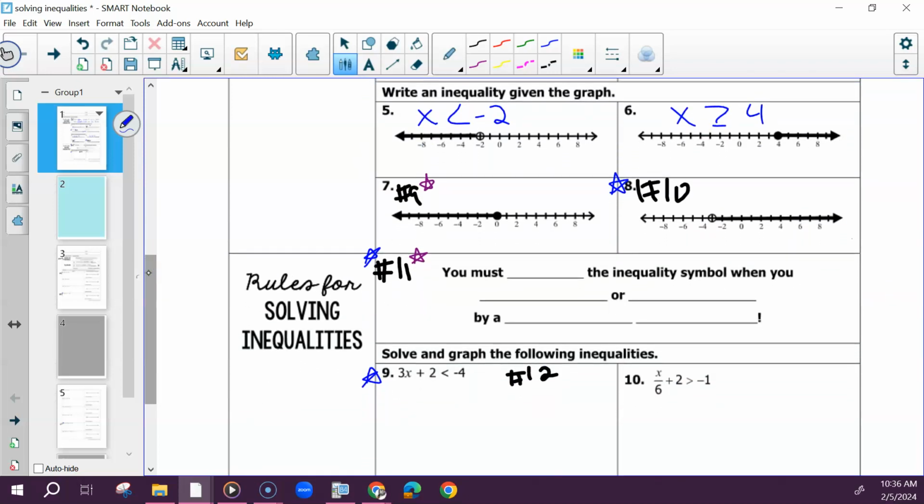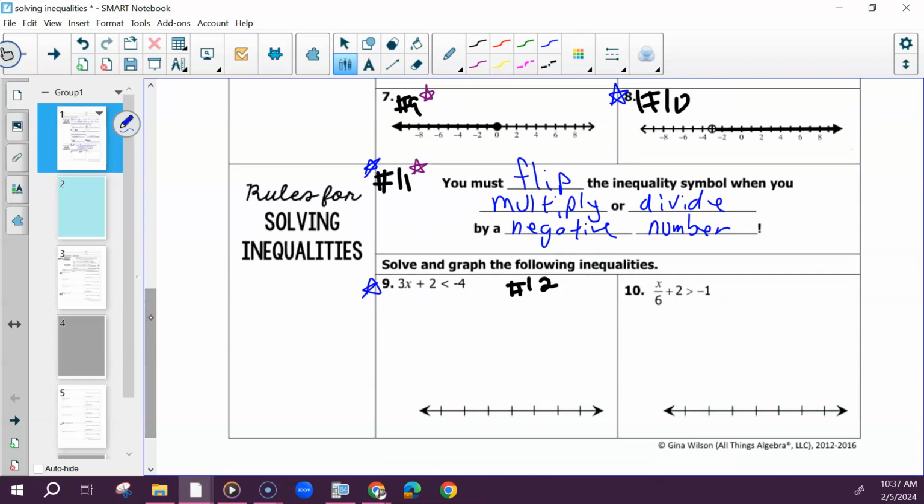So we are actually going to be solving, and then at the end we have to graph it. So there's one major rule for solving inequalities. You must flip the inequality symbol when you multiply or divide by a negative number. I'm going to give you an example of this. You can write this off to the side.